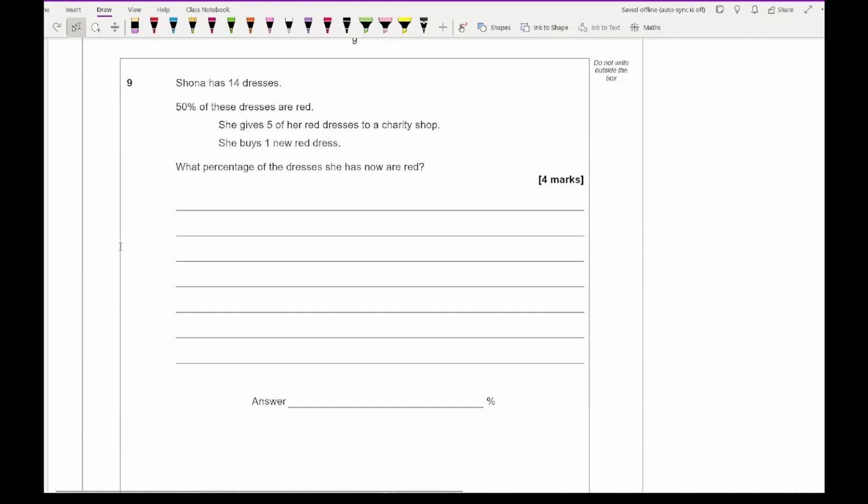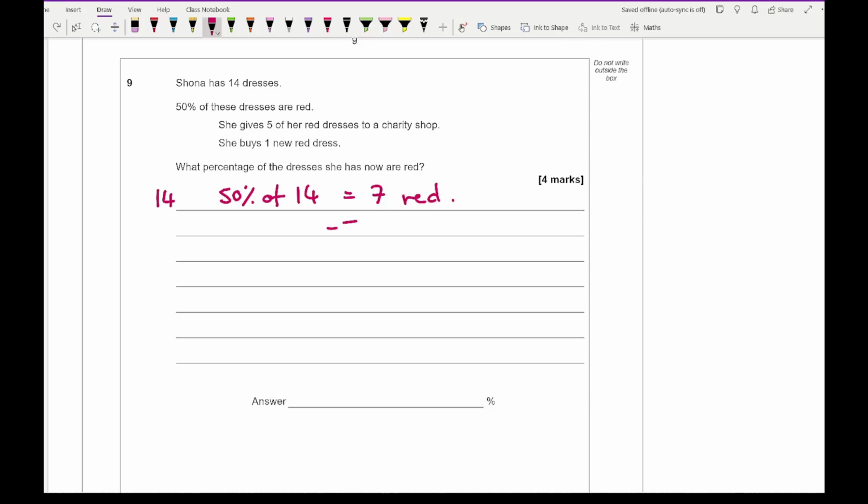Then for question 9, it says Shona has 14 dresses. 50% of these dresses are red. She gives 5 of her red dresses to a charity shop and she buys 1 new red dress. What percentage of the dresses are now red? Well, if she starts with 14, then 50% of 14 is 7. So it's got 7 red.